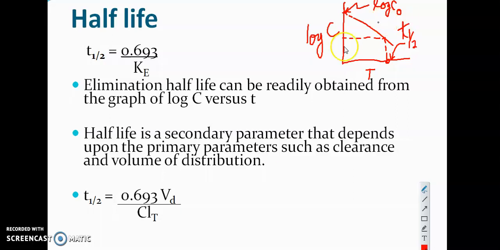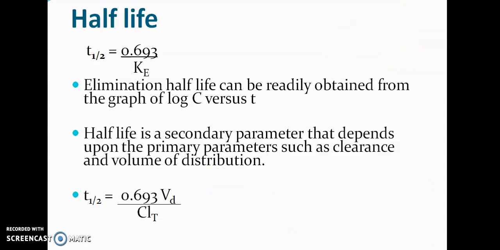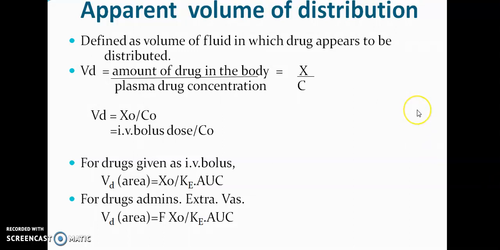So it is very clear now that from the graph also we can easily calculate the T half. Now one more formula is there to calculate the T half, and this formula is based on the values of apparent volume of distribution and the clearance. I'm going to discuss this formula later on, because to understand it you need to know what is volume of distribution and what is clearance. So let's talk about the volume of distribution.